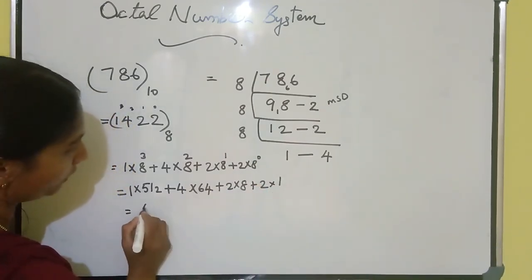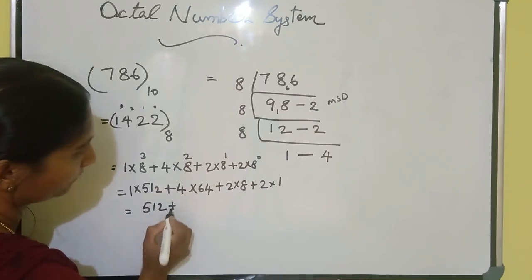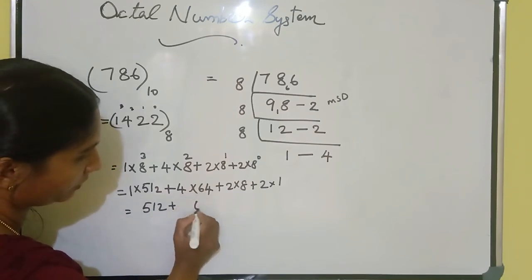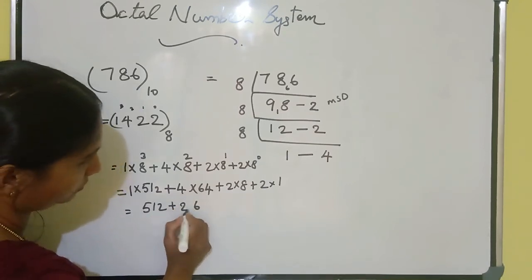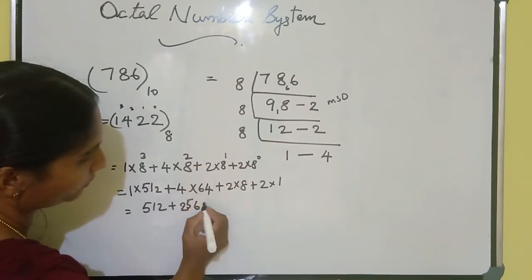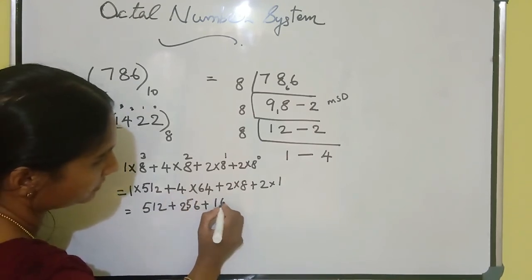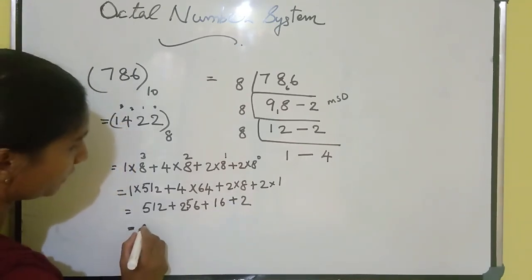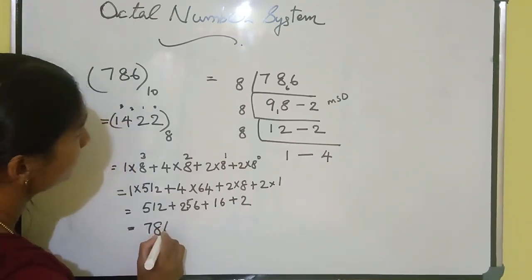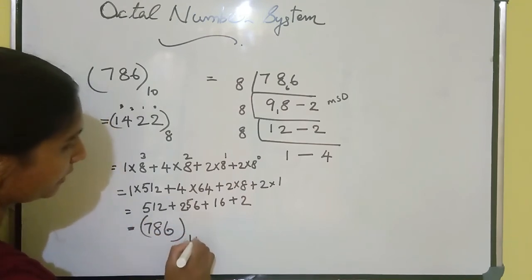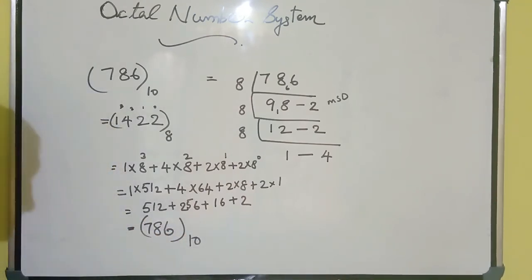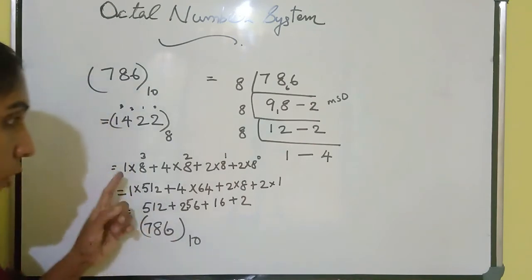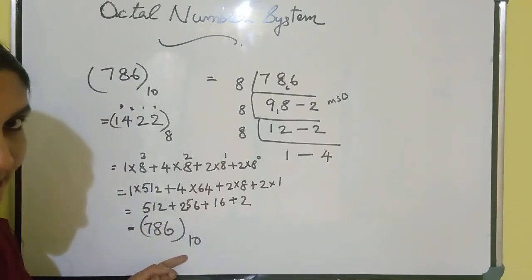If you add these numbers, finally you will get 786. That means the same equivalent decimal number. Like this we have to convert the octal number to decimal number.